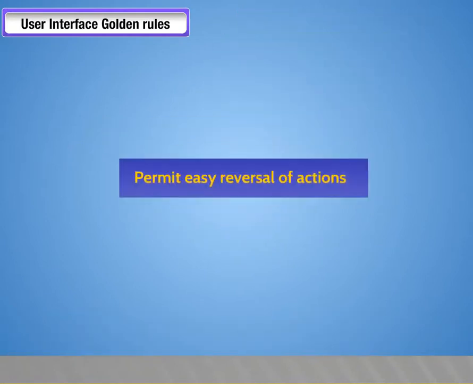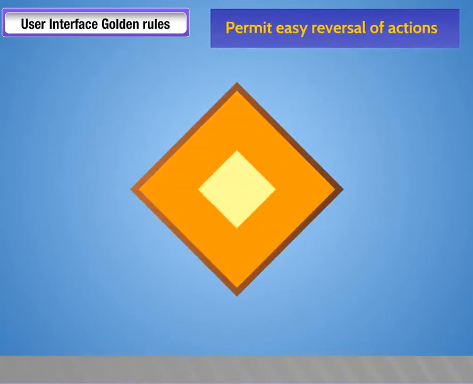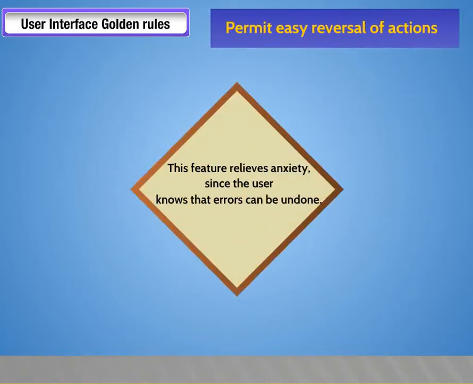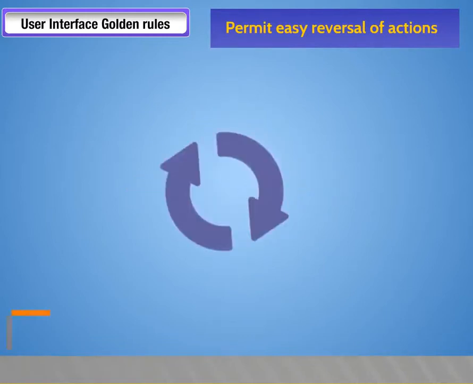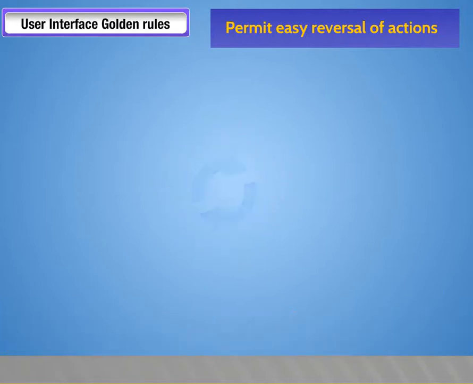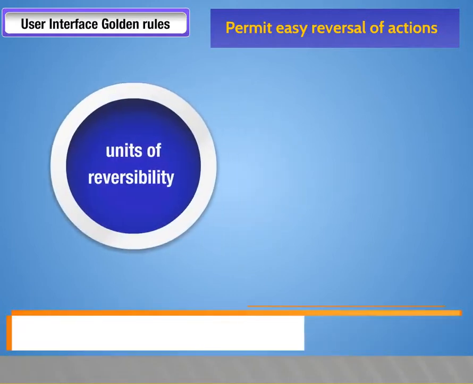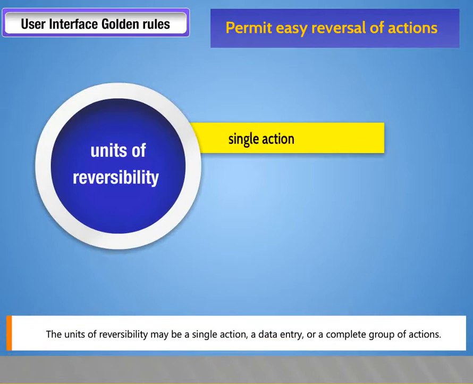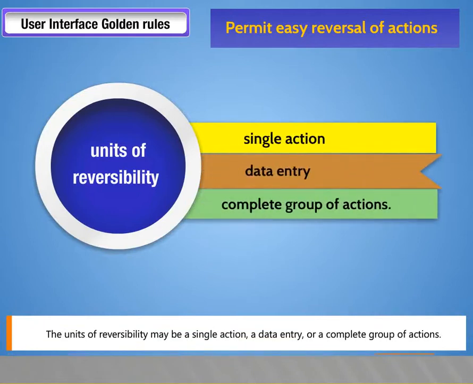Permit easy reversal of actions. This feature relieves anxiety since the user knows that errors can be undone. The easy reversal of actions encourages exploration of unfamiliar options. The units of reversibility may be a single action, a data entry, or a complete group of actions.